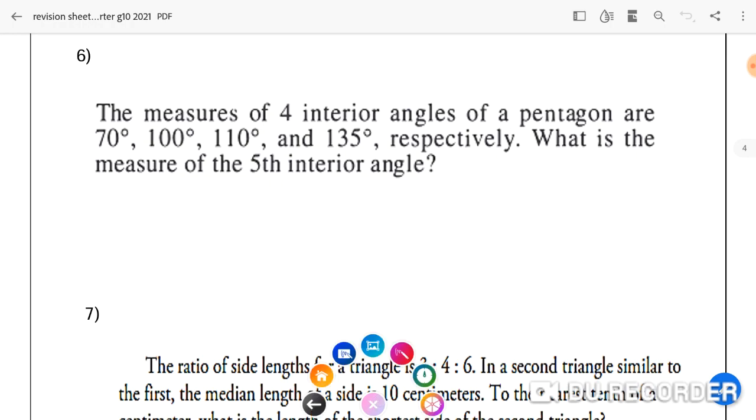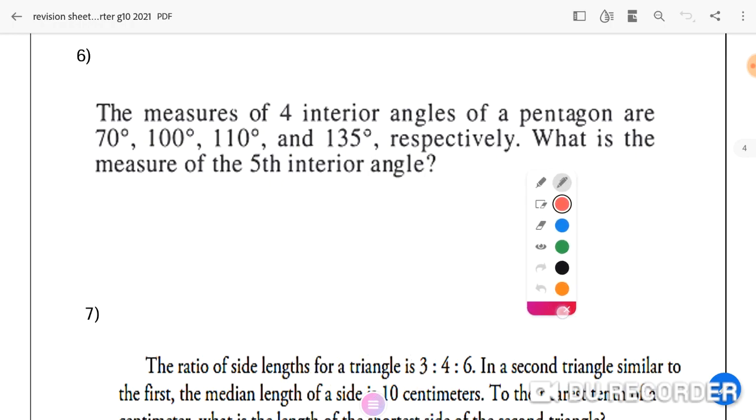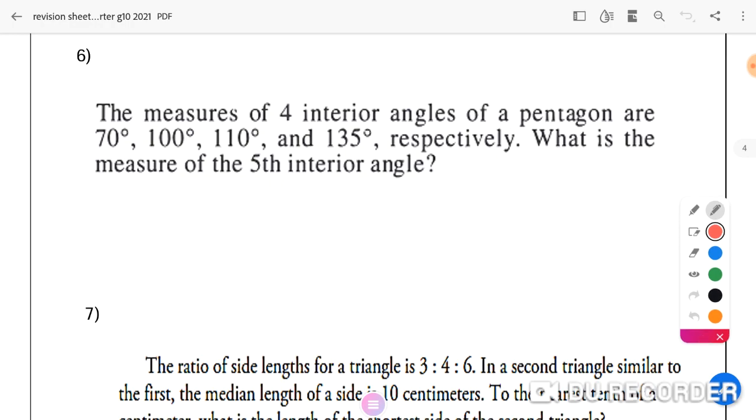So here we're talking about the sum of the measures of the interior angles of a pentagon, and actually we know from the previous problems the sum of the interior angles of a pentagon equals 540 degrees, and actually we know why they are equal to 540 degrees. Okay, so the required is to find the fifth interior angle in the pentagon.